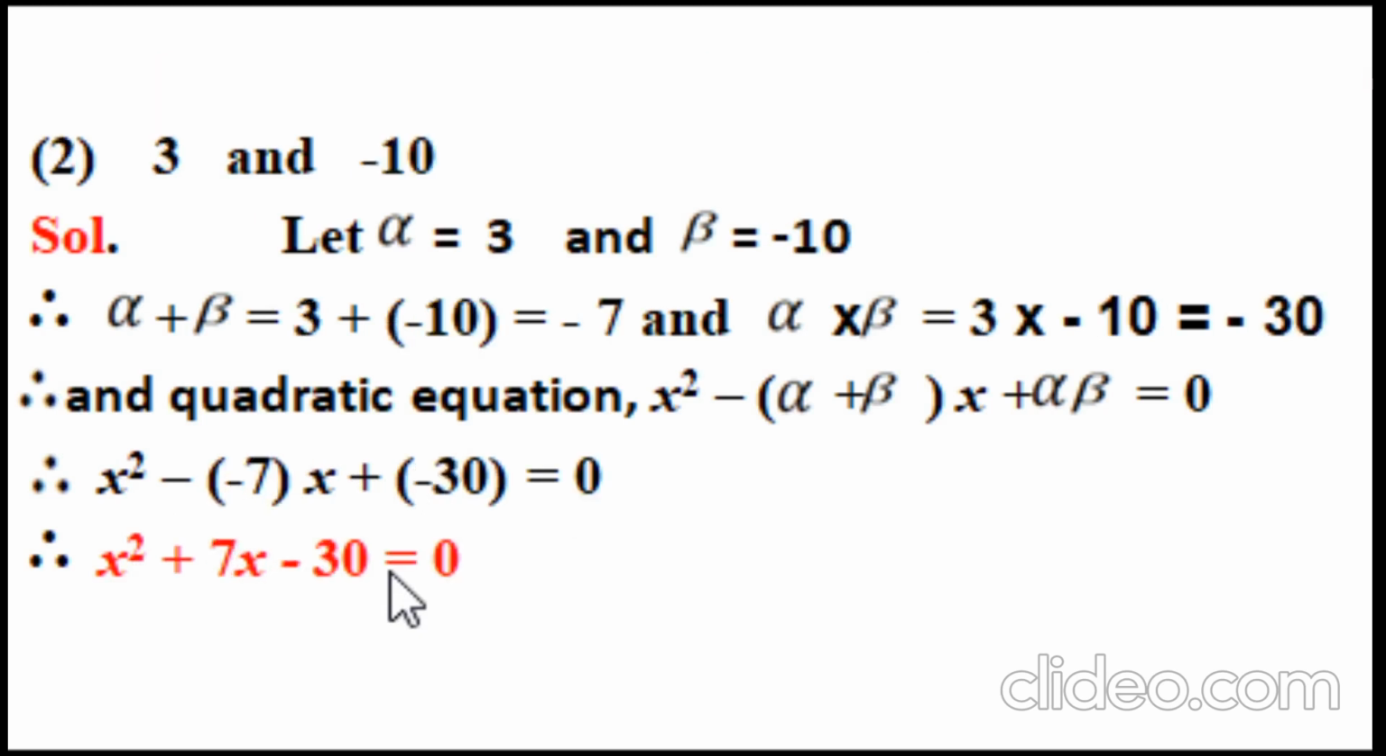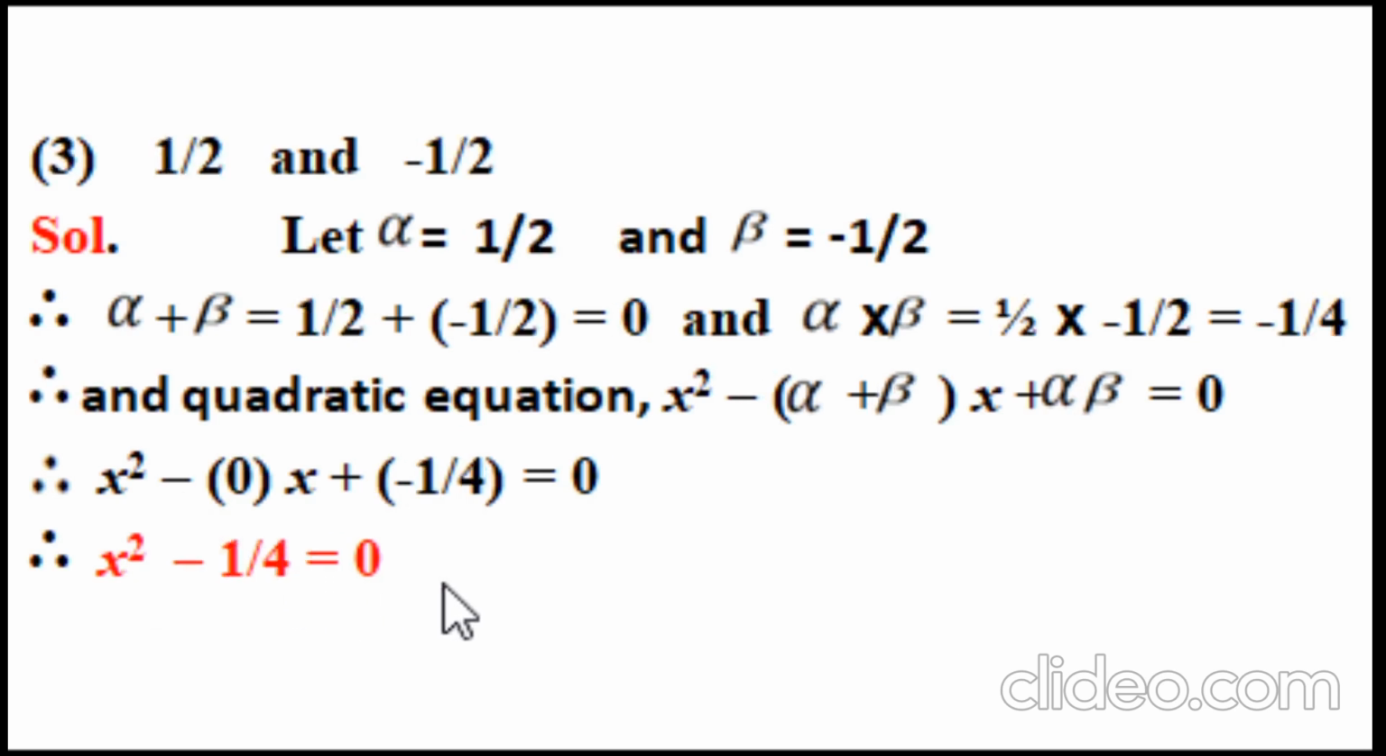Then next, here 3 and minus 10. Let alpha is equal to 3, beta is equal to minus 10. So alpha plus beta is equal to 3 minus 10, that is negative 7. Alpha into beta, 3 into minus 10, is equal to minus 30. For the required quadratic equation we get x square minus (negative 7)x plus (minus 30) is equal to 0. By solving this, negative negative becomes positive, so x square plus 7x minus 30 is equal to 0 is the required equation.